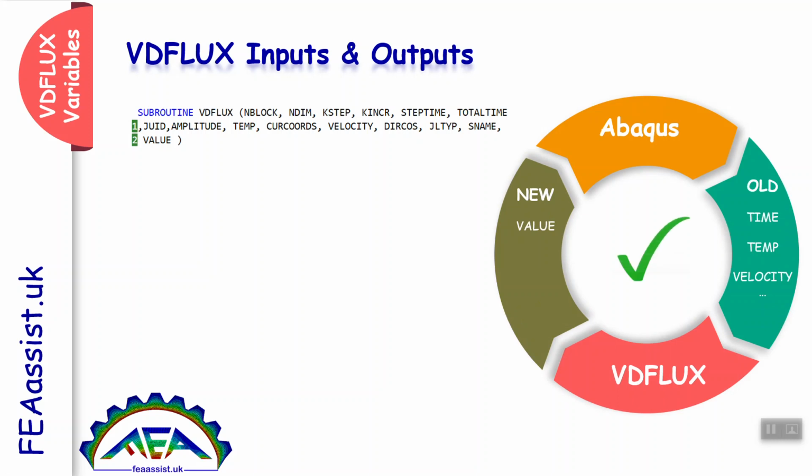This is how Abaqus and VDFlux interact with each other, which is necessary to understand if you want to write a good VDFlux. For example, value here, as I said, is the amount of flux that you need to define in your subroutine based on your formulation.